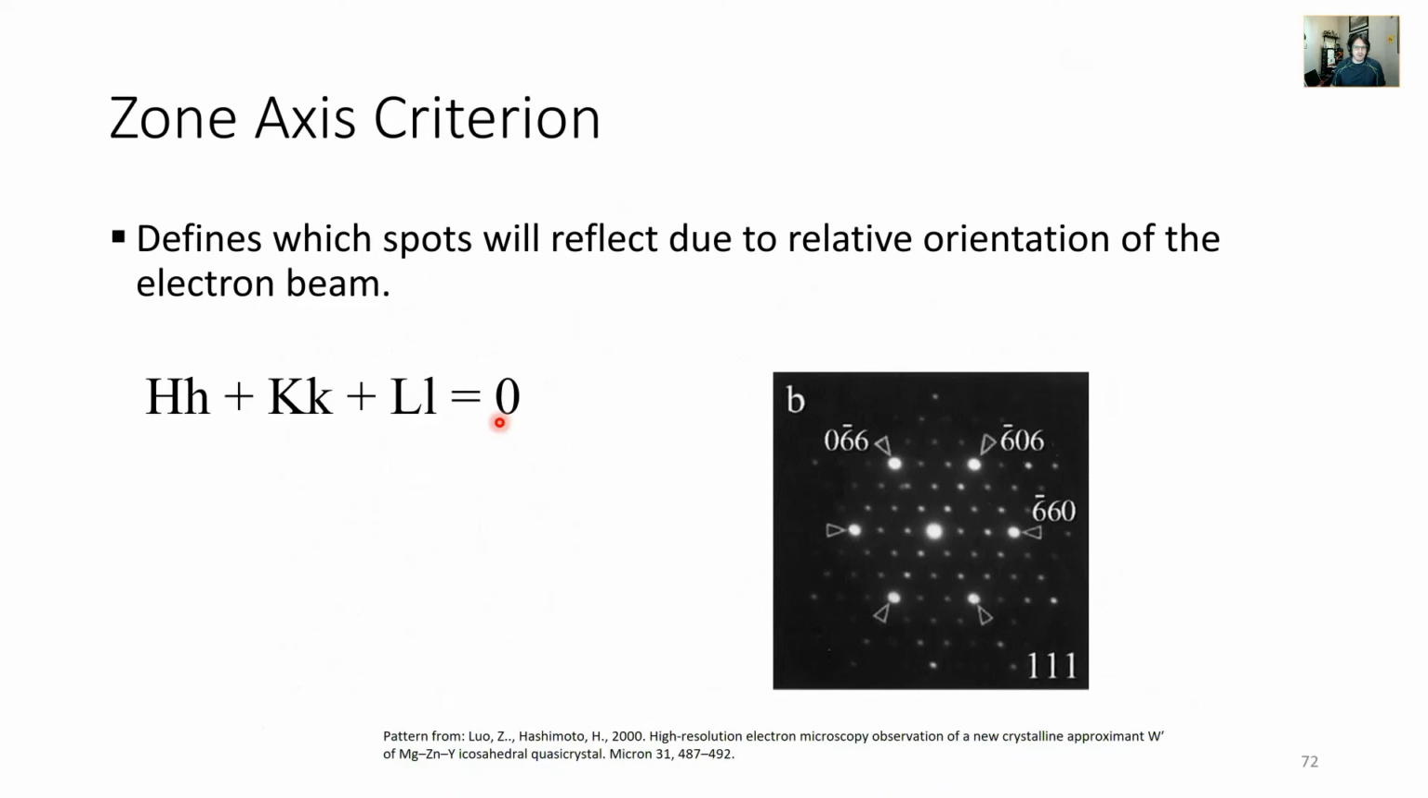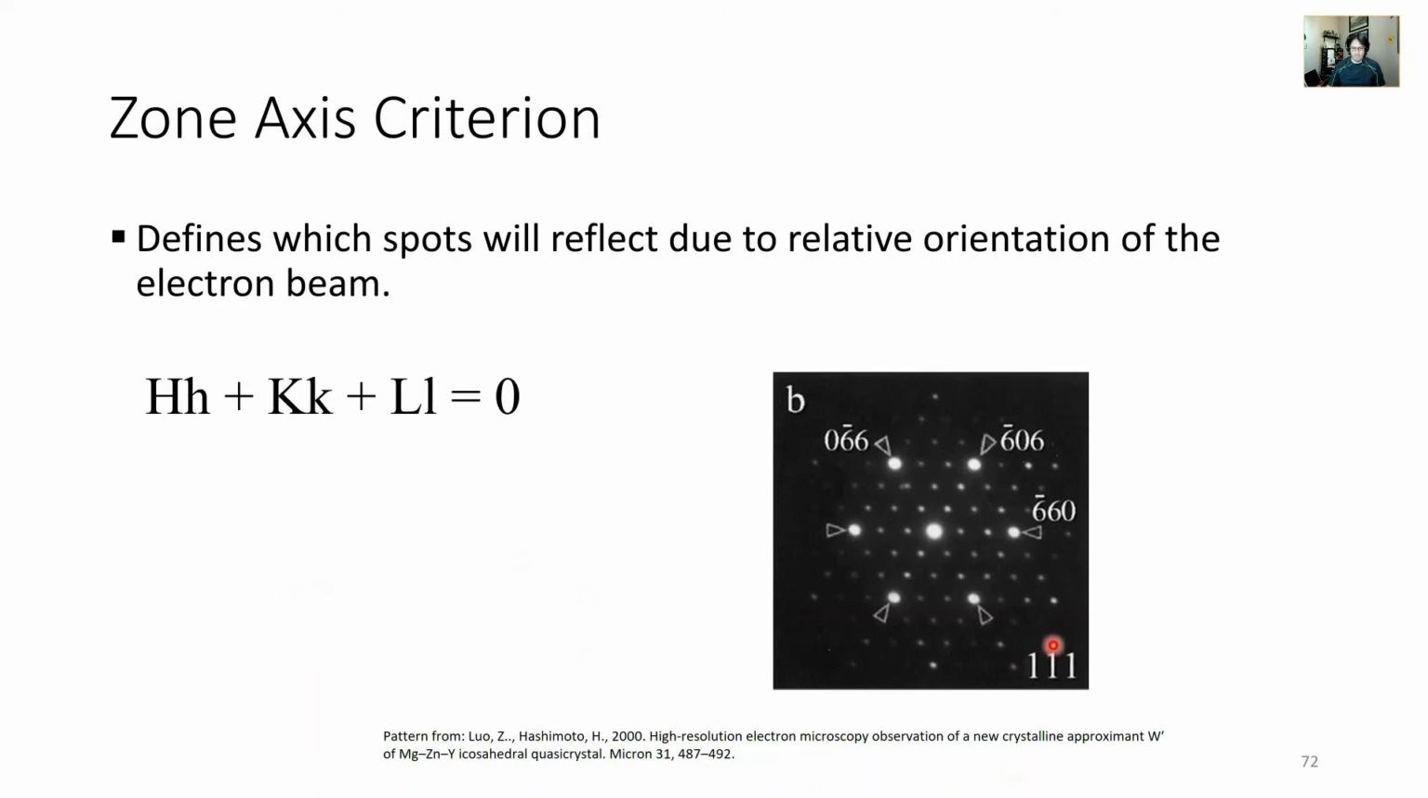So zone axis criterion, again, defines what spots will reflect due to the relative orientation of the electron beam, so to speak. It's more correct to say orientation of your specimen than the electron beam, but I did say relative orientation. And so this is H from your zone axis times the HKL of any of your spots. It has to equal 0. Why does it have to equal 0?